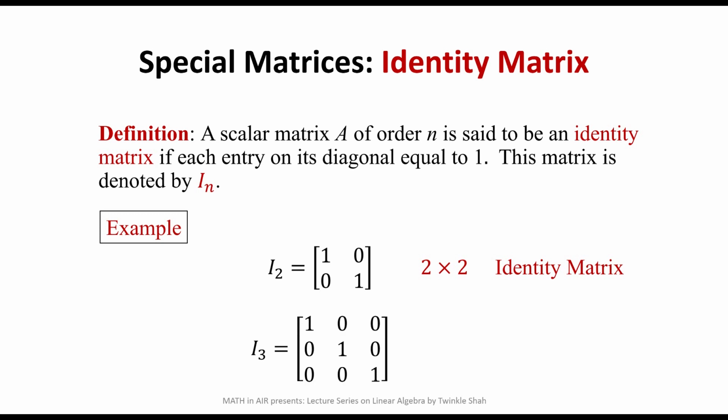Similarly, in matrix I3, the entries A sub 1 1, A sub 2 2 and A sub 3 3 are equal to 1 and the remaining entries are equal to 0. Therefore, matrix I3 is a 3 by 3 identity matrix.